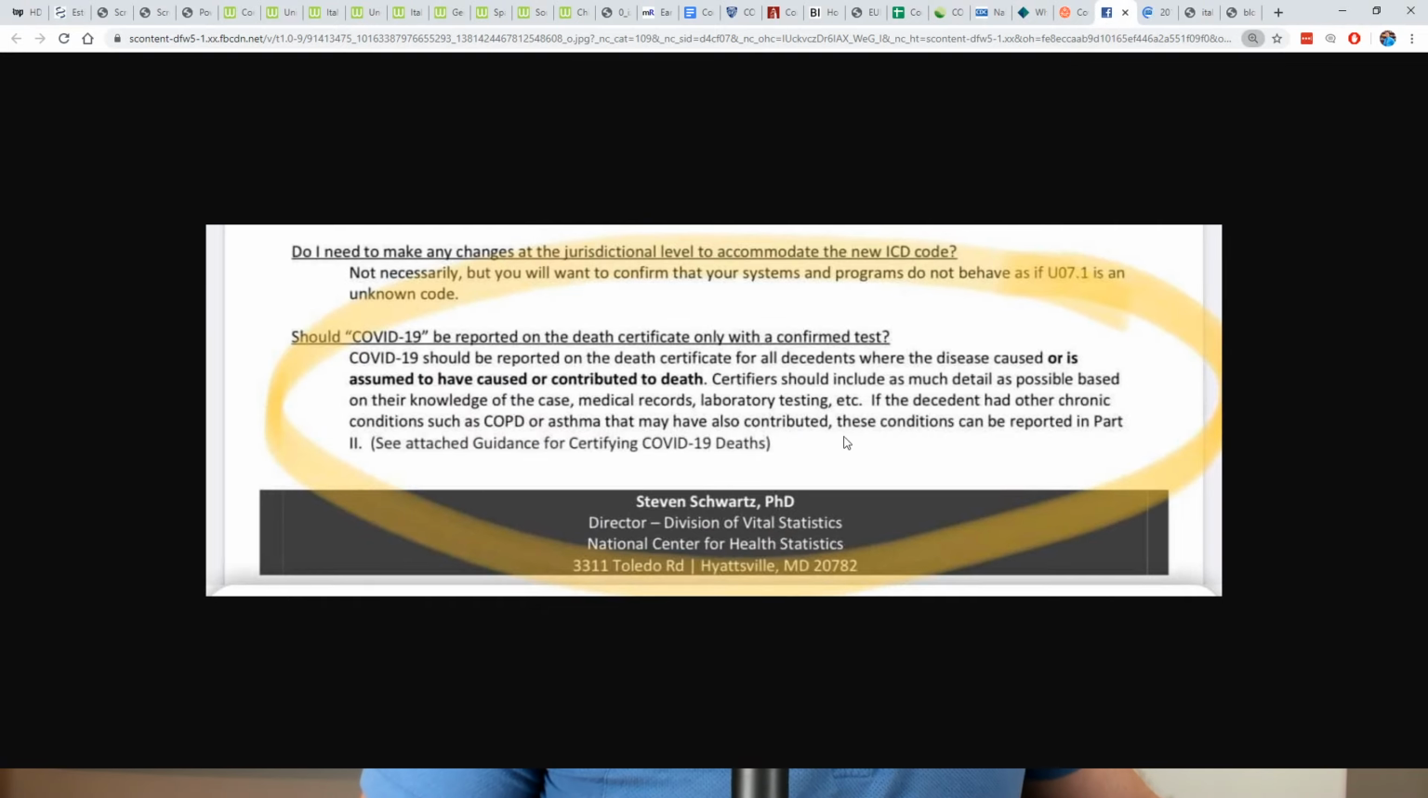It says if the decedent had other chronic conditions such as COPD, asthma that may have contributed, these conditions can be in part 2. So we don't have that part 2 there, but how much does part 2 get highlighted in the cause of death, right? It's a really important question, and that could be increasing the stats.